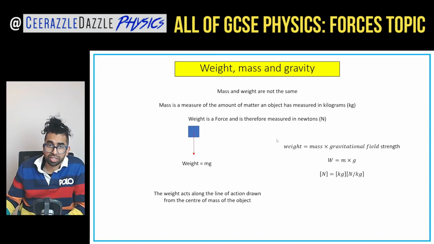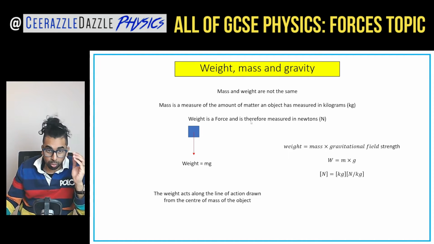Weight, mass and gravity. First of all, mass and weight are not the same. Mass is the measure of how much matter an object has, and it's measured in kilograms. The weight is a force, and therefore it is measured in newtons. Your mass is the same wherever you are in the universe, but your weight will change depending on the strength of the gravitational field of that planet.